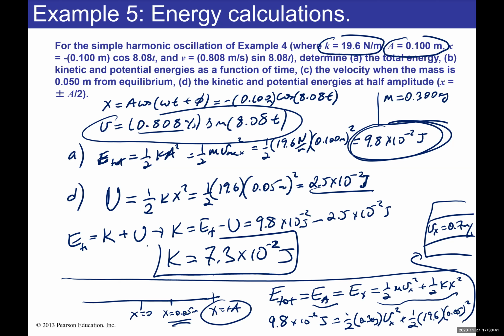And you can see it's not equal to the potential energy, it's not exactly half. So it's not half kinetic, half potential, at half amplitude. Well, you actually have much more kinetic energy than potential energy at this point. All right, so that's for this example.